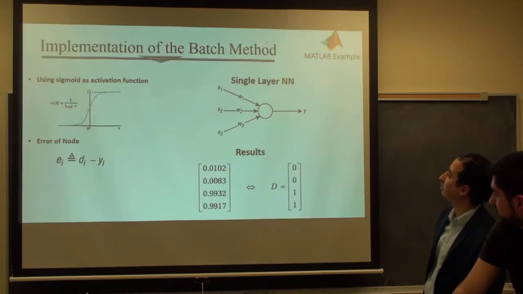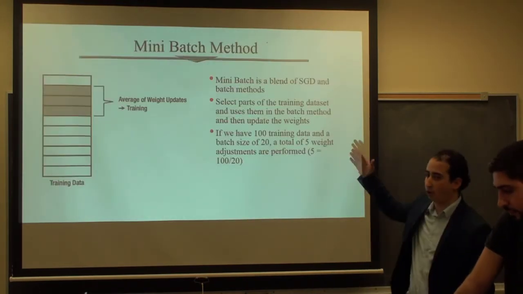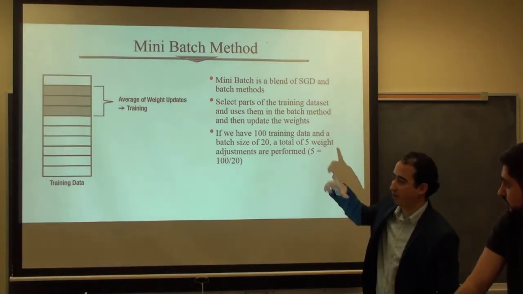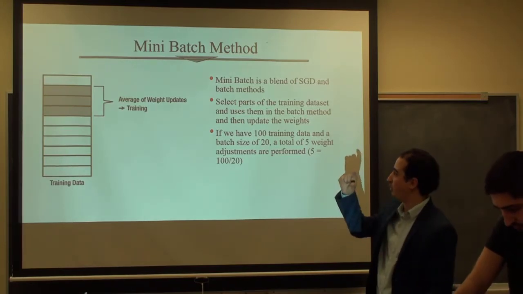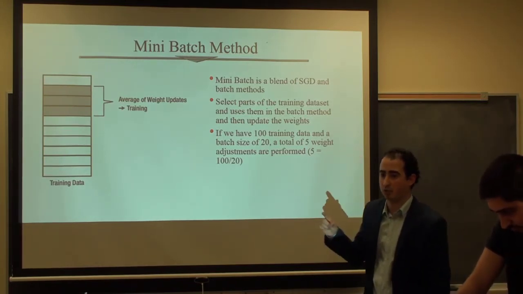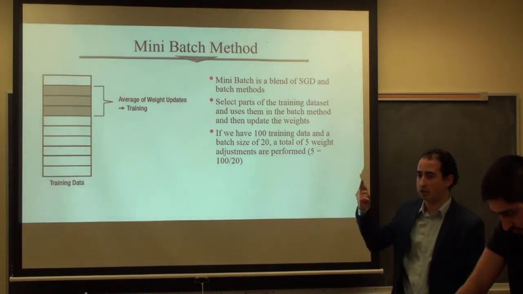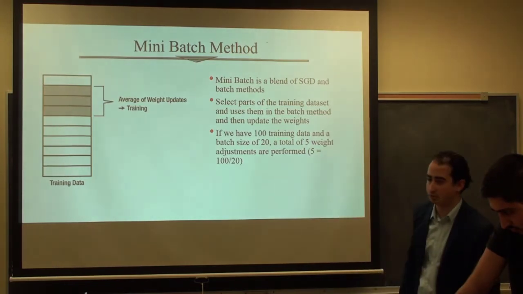And the third one is the mini batch. For the mini batch, instead of taking the whole data, we just take a sample. For example, if we have 100 training data and for the mini batch we take just 20, how many times are we gonna change the weight? We change it only 5 times, because 100 divided by 20 is 5, so you only change the weight 5 times.